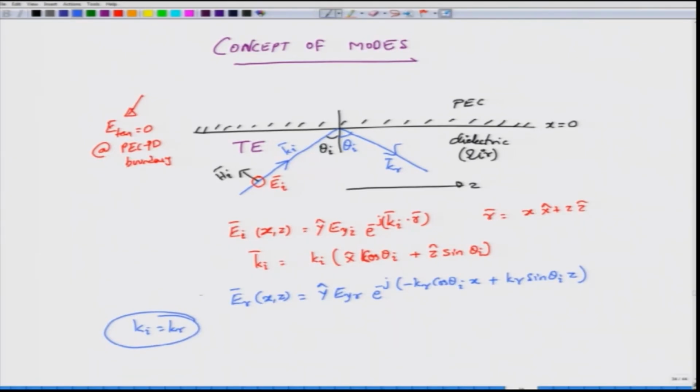So, I now have a reflected electric field and an incident electric field. Clearly, there is no transmitted electric field because this is a perfect electric conductor. So, there are no fields on the other side. So far, it seems that what we have done is very similar to a slab waveguide.